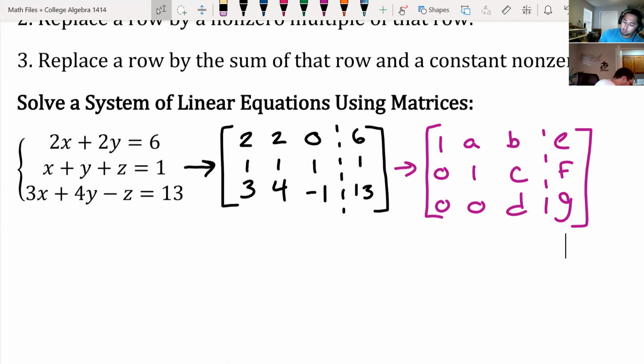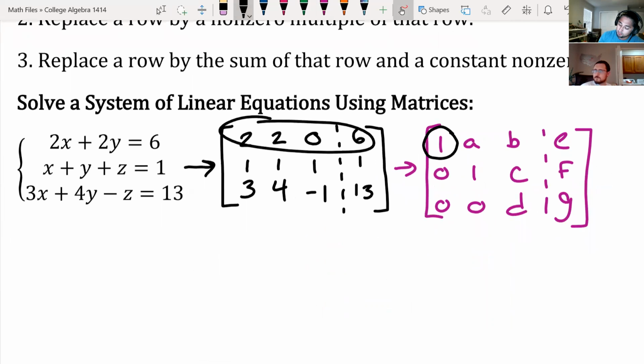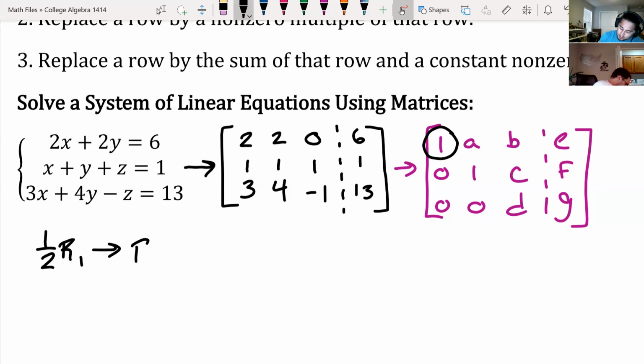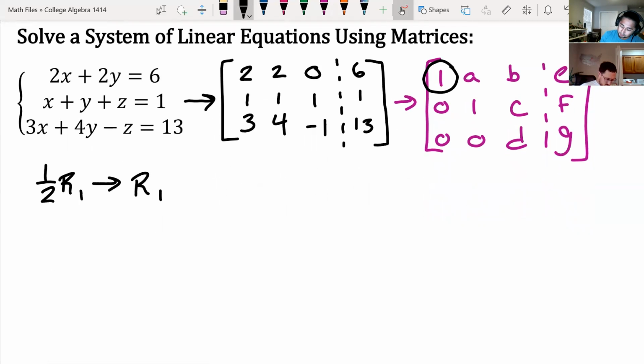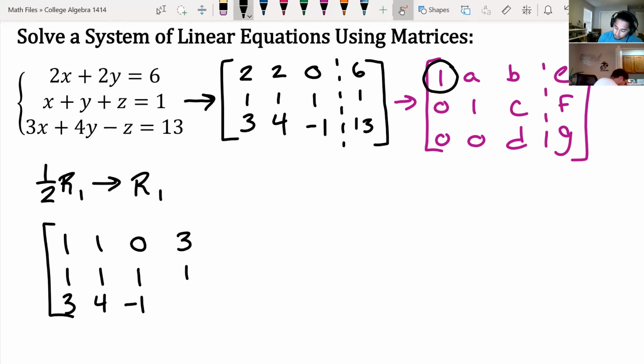Okay. So here's what we're going to do. Our first row operation. We want to put a 1 in this top corner. That's our first goal. So in order to put a 1 in that top corner, I'm going to say 1/2 times row 1 will become my new row 1. So all we're going to do is multiply all of row 1 by 1/2. So with my new operation, I'll have 1, 1, 0, 3. And then everything else stays the same. 1, 1, 1, 1, 3, 4, -1, 13. And there's a row operation. We just put a 1 in that top corner.